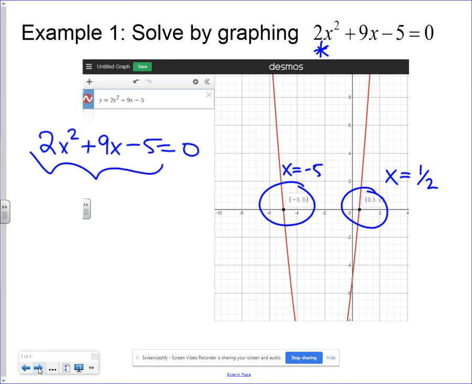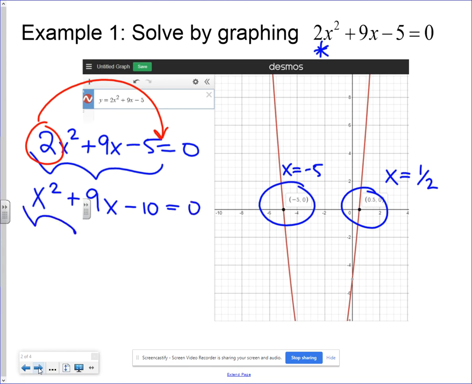So we're going to have to use the slip and slide method. We're going to take this 2 and slide it to the back. So then we get x squared plus 9x, and when I slip that 2 to the back and multiply by the negative 5, I get negative 10, equal to 0. So now I'm going to try to factor this since I have a leading coefficient of 1. I've got to find two numbers that multiply to be negative 10 and add to be 9. So the two numbers are positive 10 and negative 1.